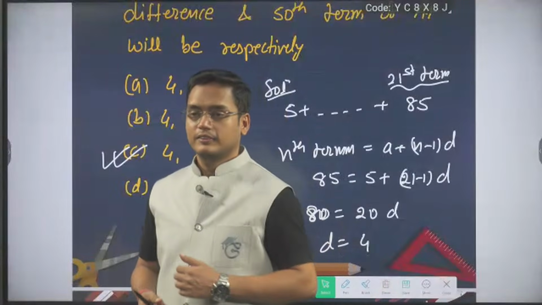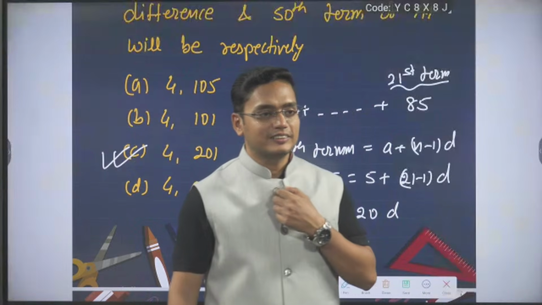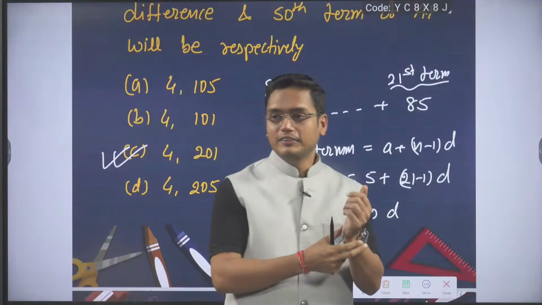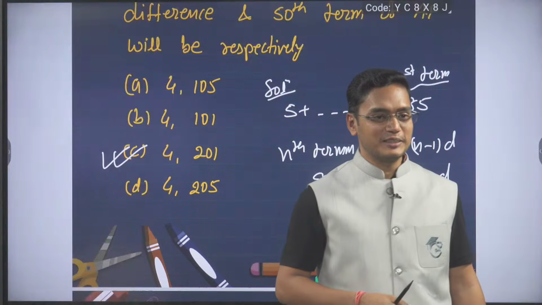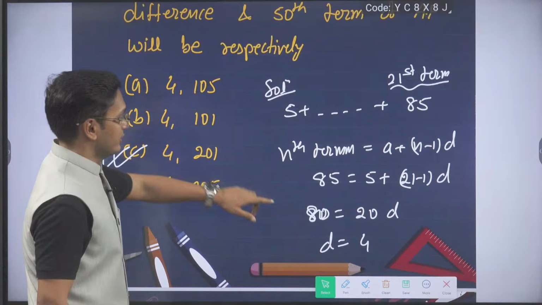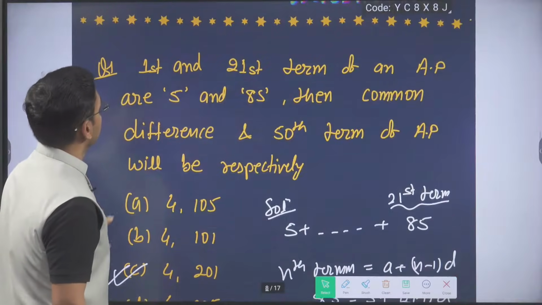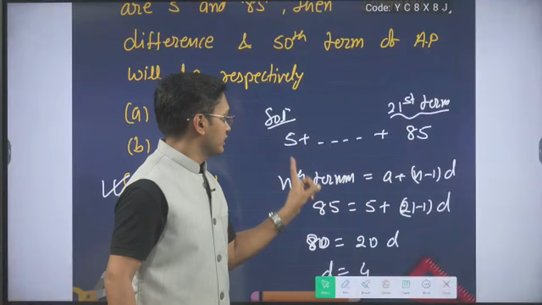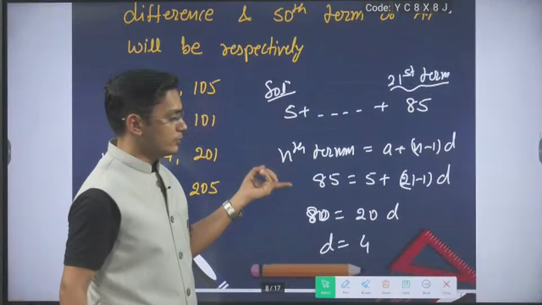Sometimes some technical issue comes and things go out of control, but anyway, I'm back. I think you must have tried solving the question in this time. I was explaining this question, in which first we calculate the value of d. Question is, what is given? For an AP, the 21st term is 85. The first term is 5, plus 21 minus 1 into d. Solving, we get the value of d as equal to 4.